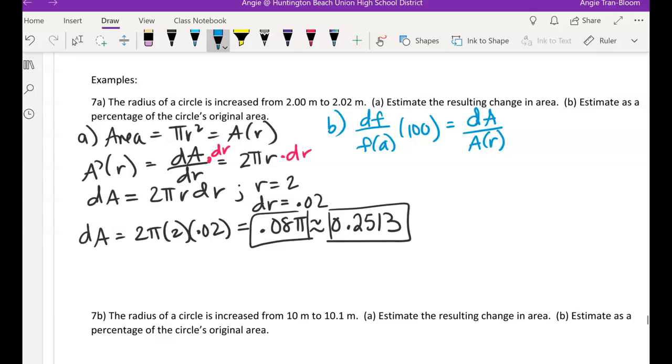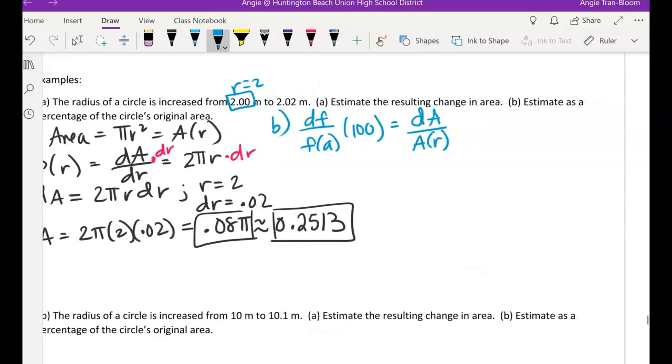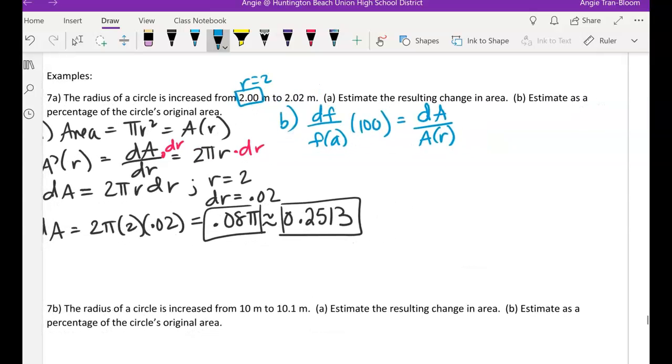Remember, R was originally starting out as 2, okay? So if we do that and we multiply by 100, we're good. The change in area, we found, I'm going to use the exact value, which is over here, of 0.08 pi.